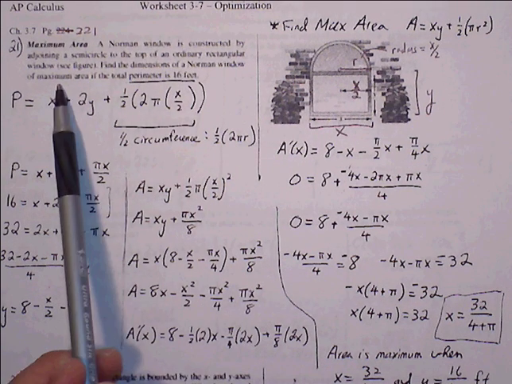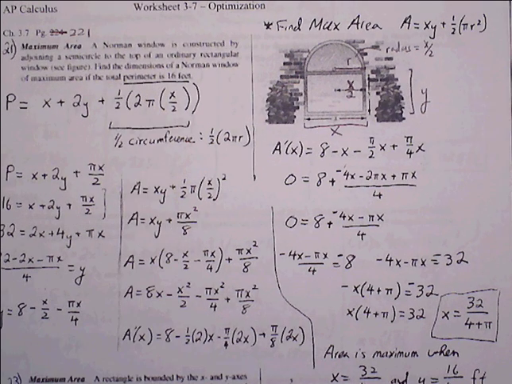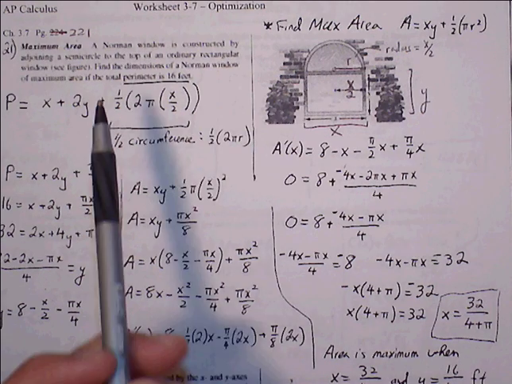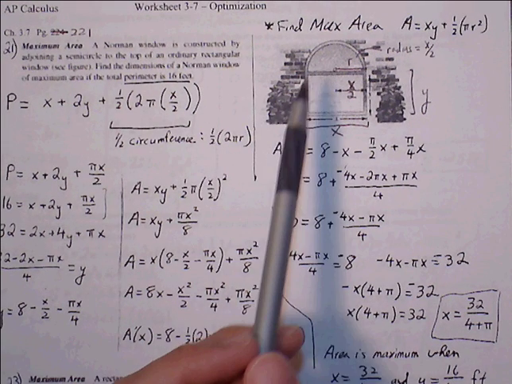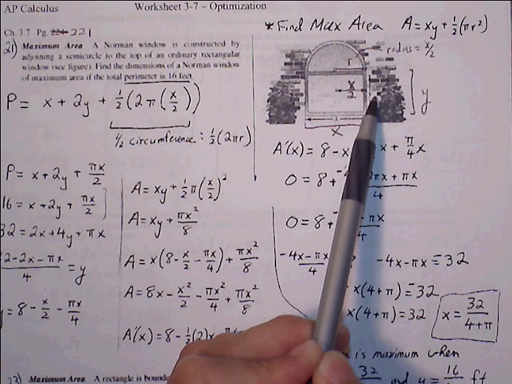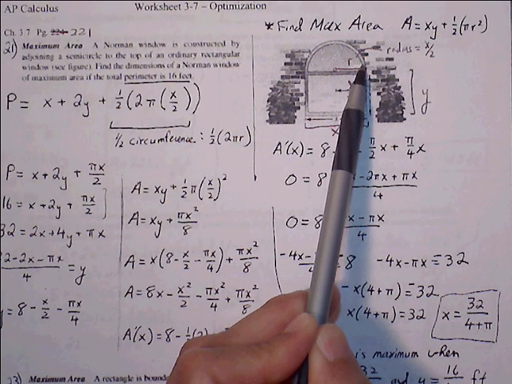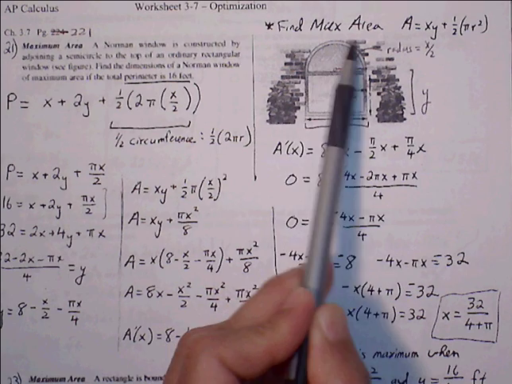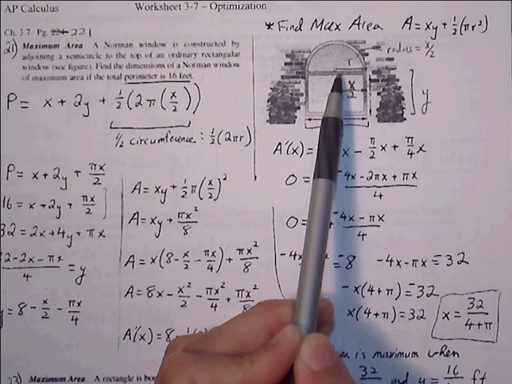All right, so we're dealing with two equations here. We're dealing with the area of this figure and then the perimeter of this window. So let's talk about this diagram. We have a window that has x width, has y height, and then the semicircle with the radius of x over 2.